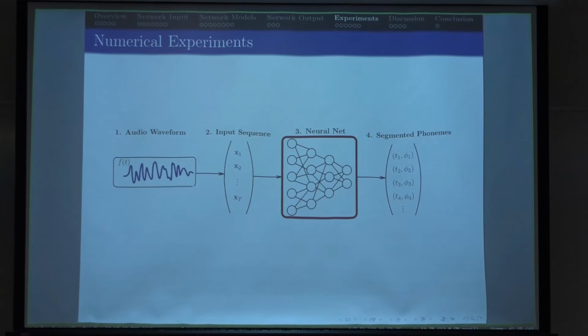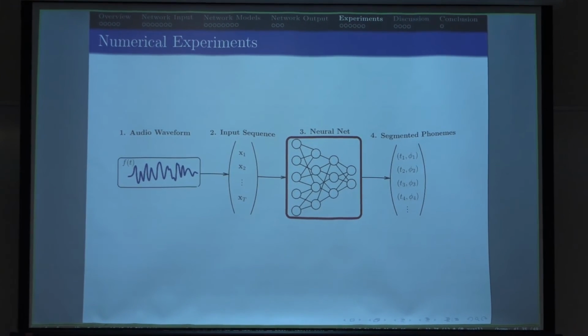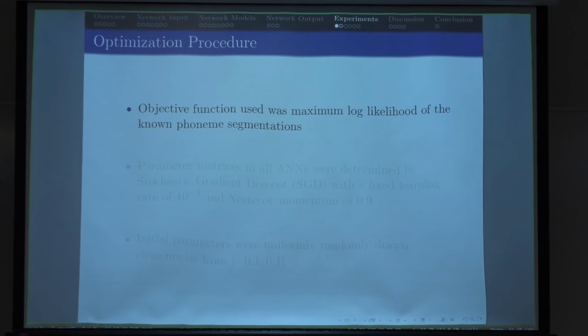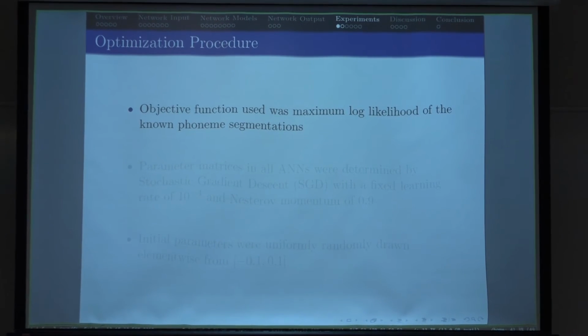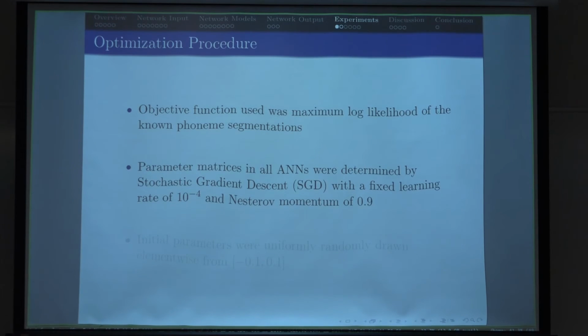OK, now for the actual experiments, and what did they really put in these neural networks in the very center here? So the objective function they used was always maximum log likelihood of the known phoneme segmentations. And they had to determine the parameters in each of these matrices. But they used stochastic gradient descent. And in all cases, they used a fixed learning rate and also a momentum term. And the initialization of each of these parameters was just drawn uniformly. So nothing terribly fancy, very standard.